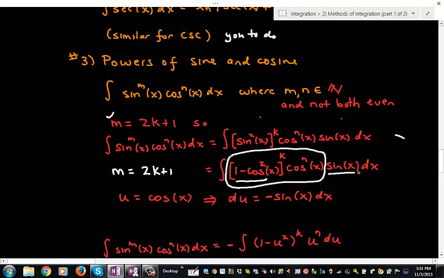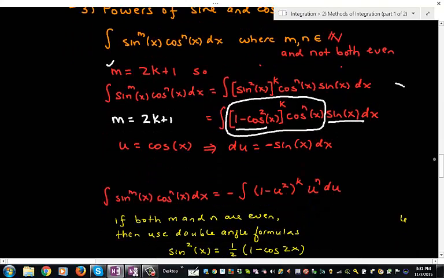And this can be written as the derivative of cosine. So I let u be cosine x, du is minus sine x dx. And when you do that, you find that basically you get a polynomial in u, which is one of our elementary integrals we can do. We'd have to expand out what 1 minus u squared to the kth power is, but nevertheless we can do that. That's not particularly difficult. Okay.